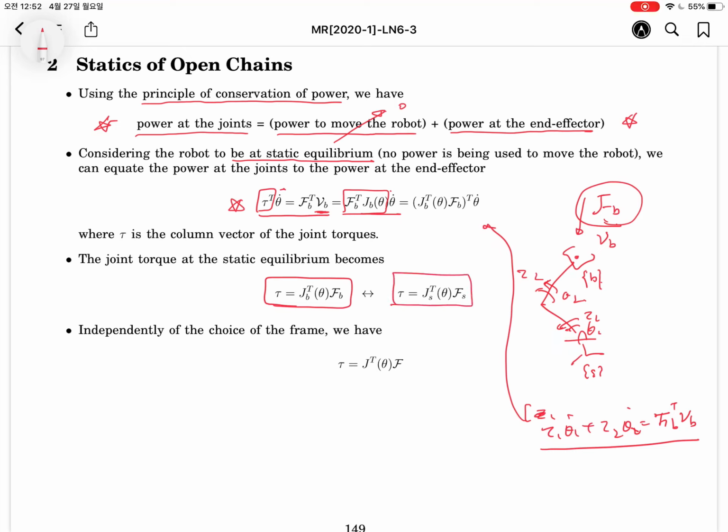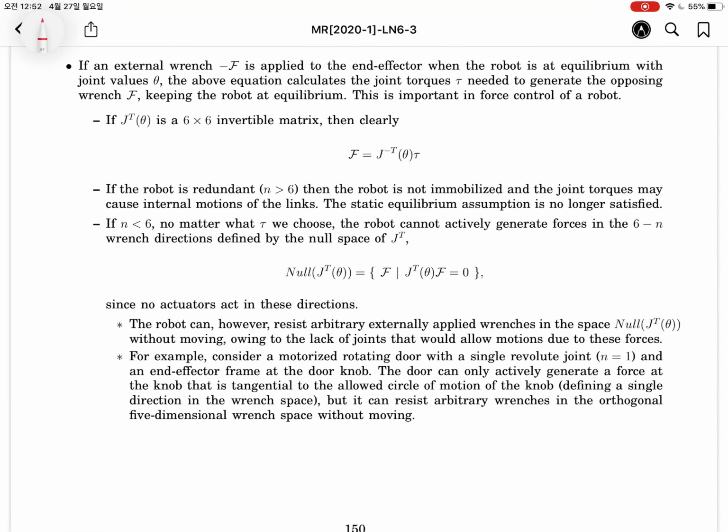On the other hand, we can get a similar expression in the space frame. In other words, this equation is independent of the coordinate, so without any subscript we can write down this equation. If the Jacobian transpose is an invertible matrix, the J inverse transpose exists, so we can convert between them using the Jacobian transpose or the Jacobian inverse transpose.